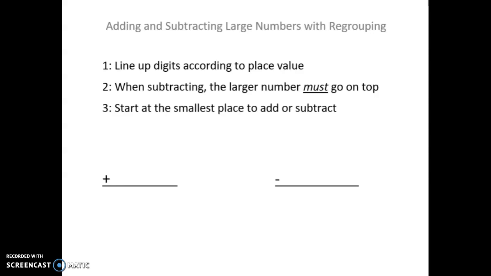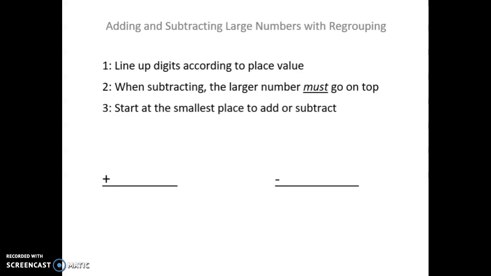First is to line up the digits according to their place value. For example, all the digits in the ones place of a number should be lined up, one above the other, to make sure that we are adding the correct digits together. Same thing for the tens place, hundreds place, thousands place.